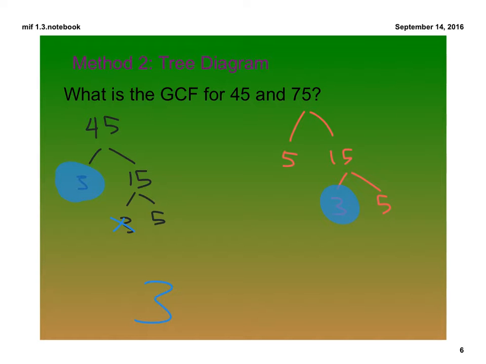Now there's a 5 in the 45 tree. Is there a 5 in the 75 tree? Yeah, right there. So as a part of my GCF, I'm also going to list a 5. So far I have 3 times 5 as a part of my GCF. And my 45 tree is all used up. The only thing left that I haven't looked at is the extra 5 in the 75 tree. But there's not another 5 in the 45 tree. So my GCF, the only factors that they have in common is 3 times 5, also known as 15.